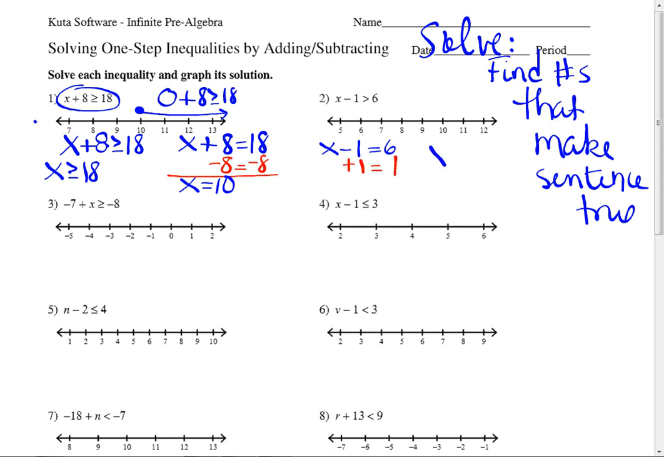So, x is equal to what? Gabe, what's x equal to? 1 plus 6 is what? 7.